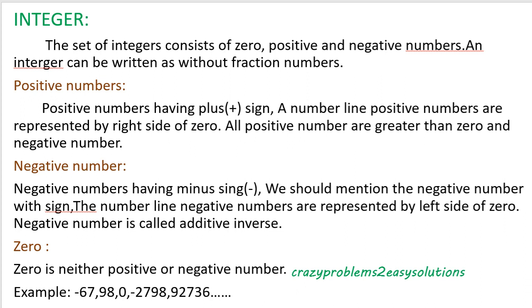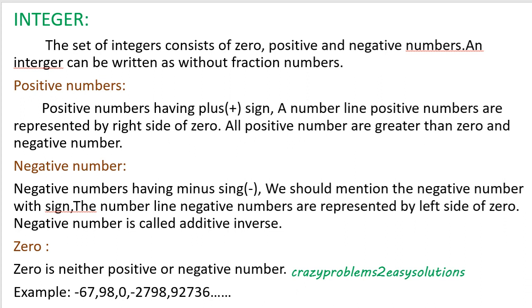An integer can be written without a fraction; it should not be a fraction value. It consists only of whole numbers, occurring as positive numbers, negative numbers and zero. A positive number has a plus sign. Positive numbers are represented on the right side of zero. All positive numbers are greater than 0, and so are greater than negative numbers.